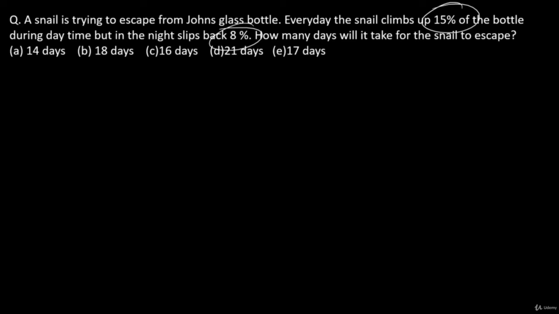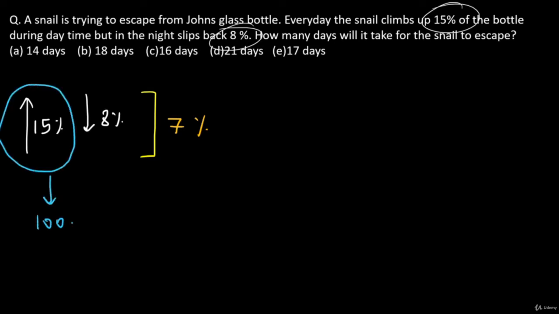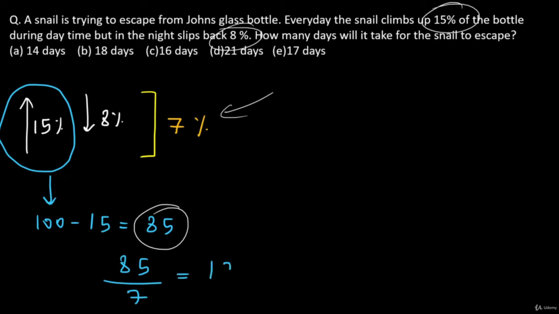Let's do it together. Now the snail is moving up 15% and slipping back 8%. So the net effect in a day is 7% upwards. Alright, now over here we have 15%, which is what the snail is moving up. So 100 minus 15 is equal to 85%. Let's check how many days it will take for the snail with this effective rate to reach 85%. So that would be 85 by 7, which is equal to 12, 1 by 7.